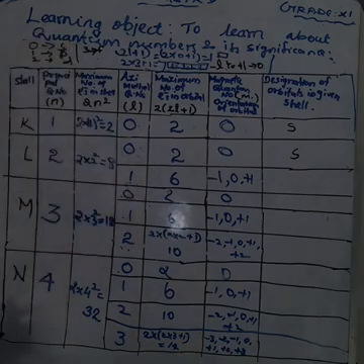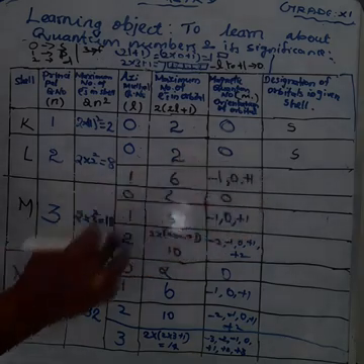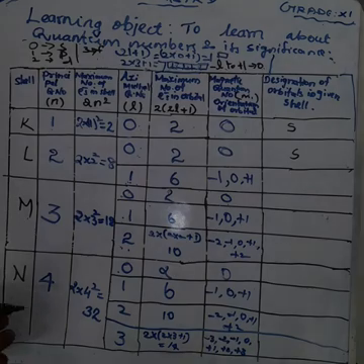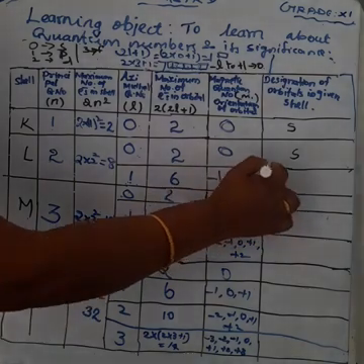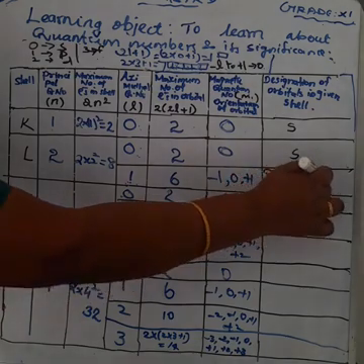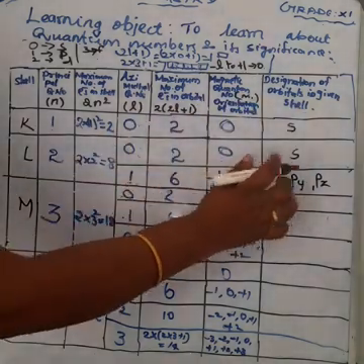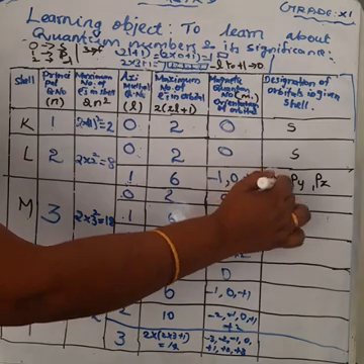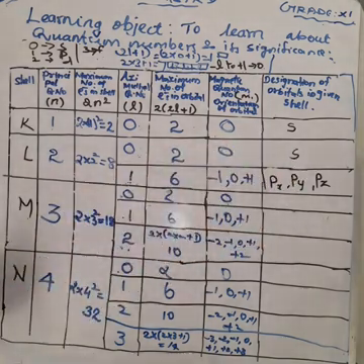For the P orbital, how many orientations are there? Three orientations: minus 1, 0, plus 1. How will you write the orientation here? For minus 1, Px. For 0, Py. For plus 1, Pz. So the designation of the P orbital is Px, Py, Pz.